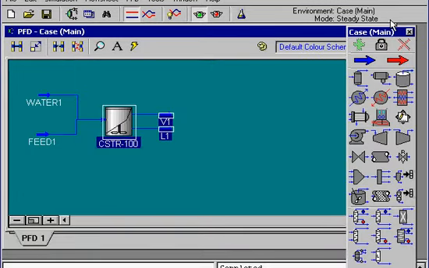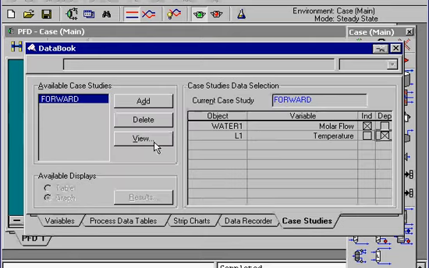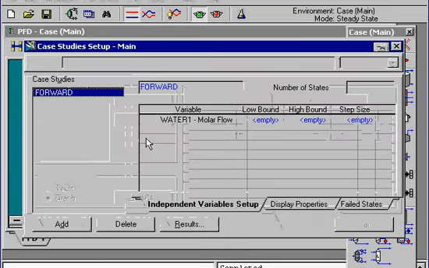To do this, we invoke the HYSYS plant data book, whose usage is described in the link. The book variables for this problem are the molar flow rate of water 1 and the temperature of the liquid effluent stream, L1. In the case studies page, the molar flow of water 1 is set as the independent variable and the temperature of L1 as the dependent variable, as in the theoretical analysis.